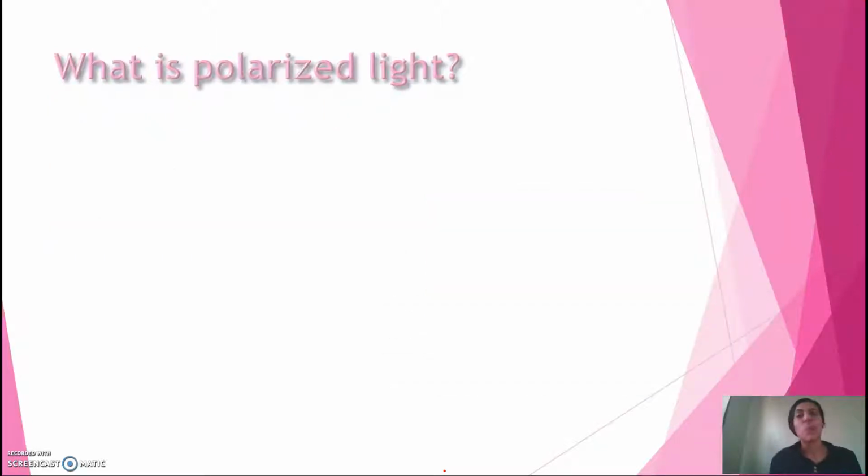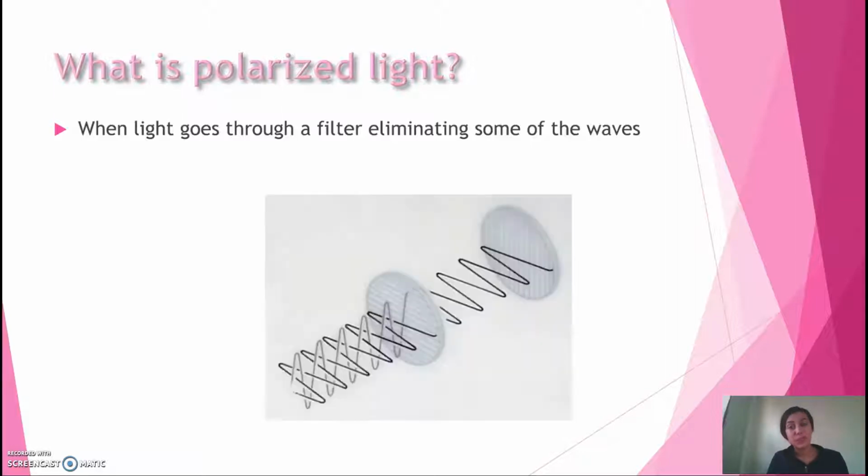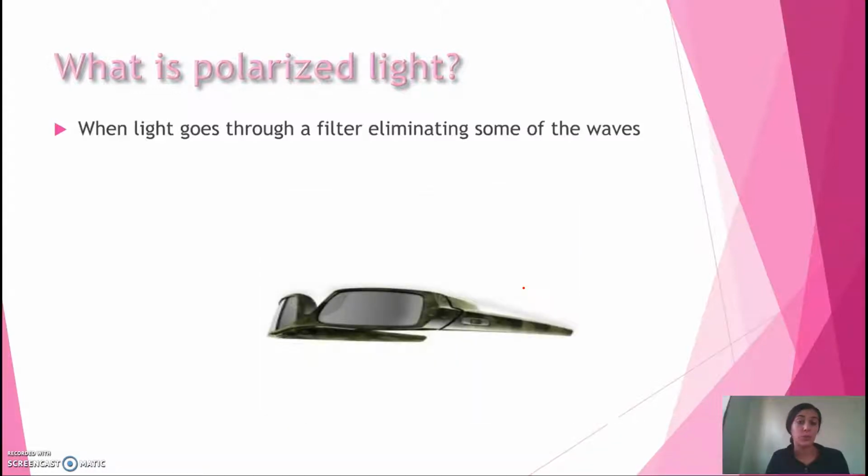And then we get into something called polarized light. When we think of the word polarized, you always kind of think of north and south poles. So let's try to bring that in to what polarized light is. When light goes through a filter, it eliminates some of those waves. Here's an example. When the filter is like double, then we're able to eliminate many of those waves. And that is what polarized light is.